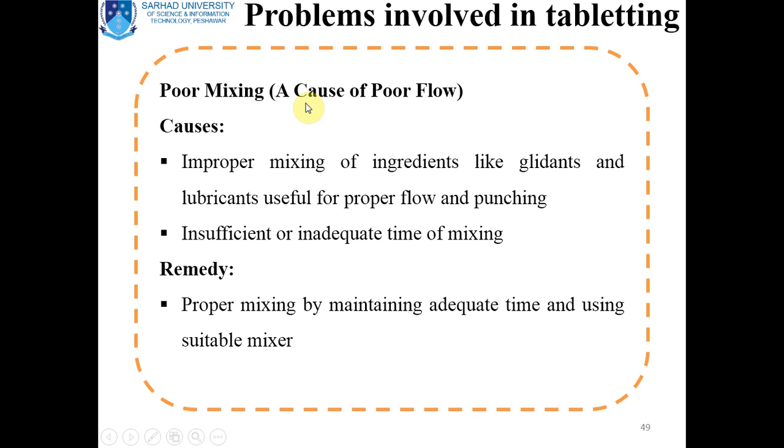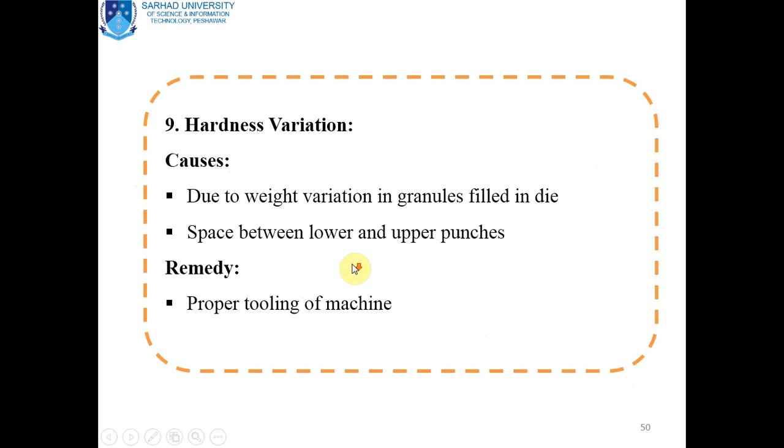Poor mixing is also a cause of the poor flow. Causes of the poor mixing include improper mixing of ingredients like glidants and lubricants useful for proper flow and punching. If these are not mixed properly, then definitely it will affect the proper flow and punching. Another cause is insufficient or inadequate time of mixing. If a proper time of mixing is not provided and insufficient mixing is done, then poor mixing will result. The remedy is proper mixing by maintaining adequate time and using a suitable mixer for the suitable time as well.